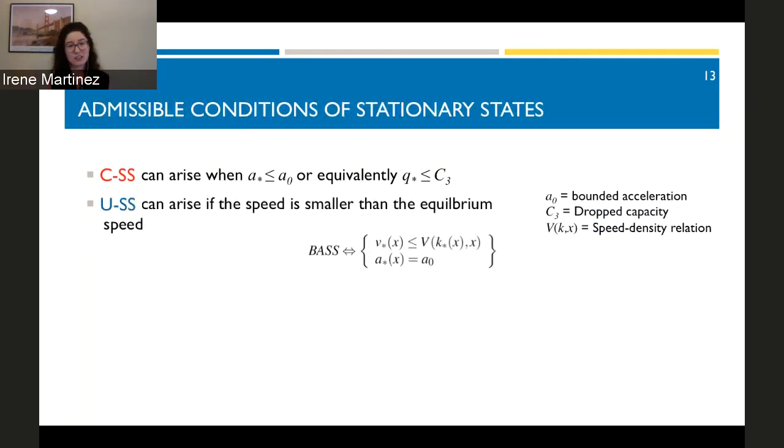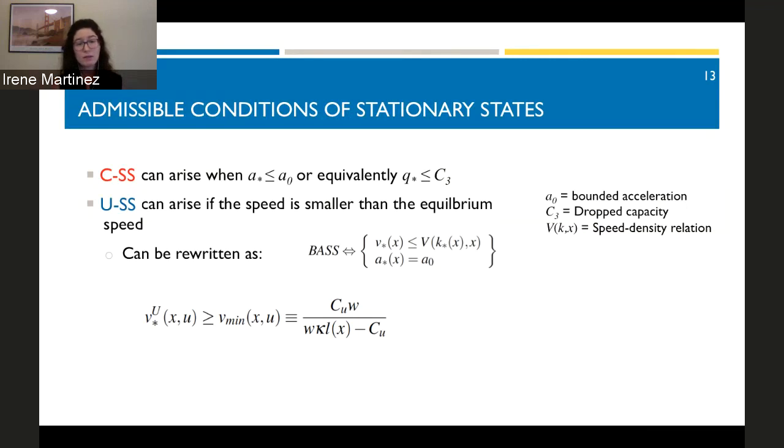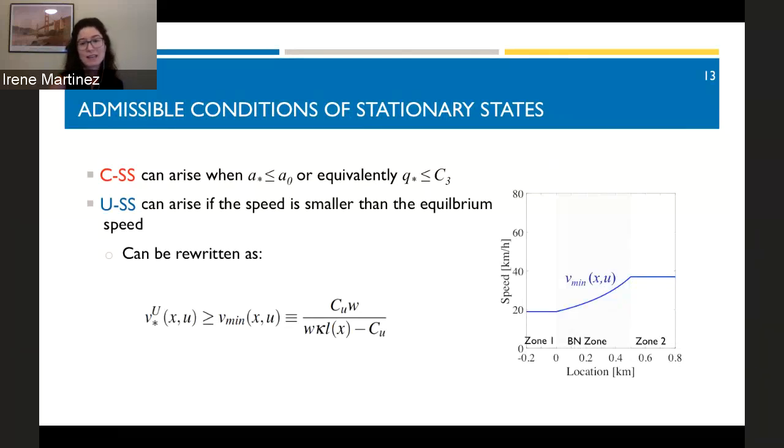For the uncongested stationary state, where the capacity drop can be prevented, the bounded acceleration state is observed downstream of the VSL zone, right? So the speed must be lower than the equilibrium speed, which can be reformulated with a little bit of algebra as a minimum speed. So the speed in the uncongested state must be at least this minimum speed, which is depicted here. We see that outside of the bottleneck, this minimum speed is constant. And in particular, it is the speed limit in the acceleration area and the so-called target speed V2 downstream of the bottleneck.